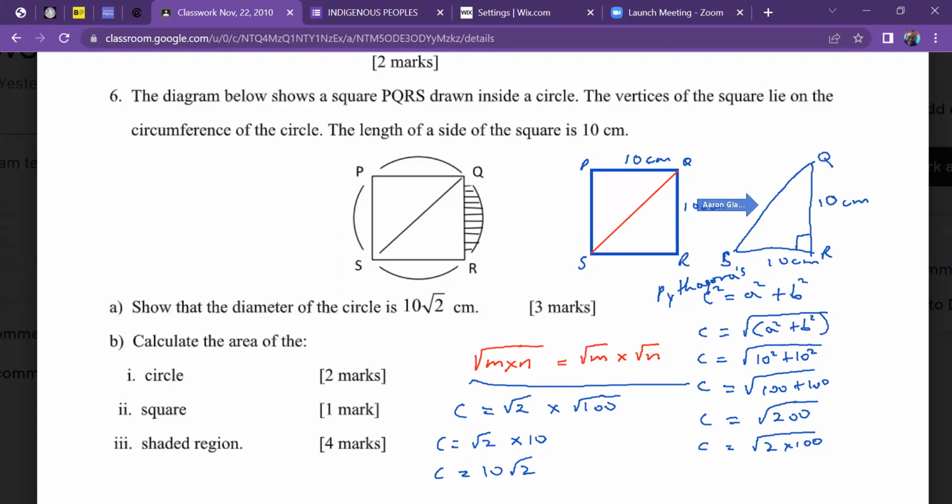But remember, they want us to show that. That means you have to do working out. I guess that's one way you could say it: you can find the square root of 200, and you can find the answer of 10 root 2. Then you'd say that root 200 is equal to 10 root 2 when you find the two answers, right?